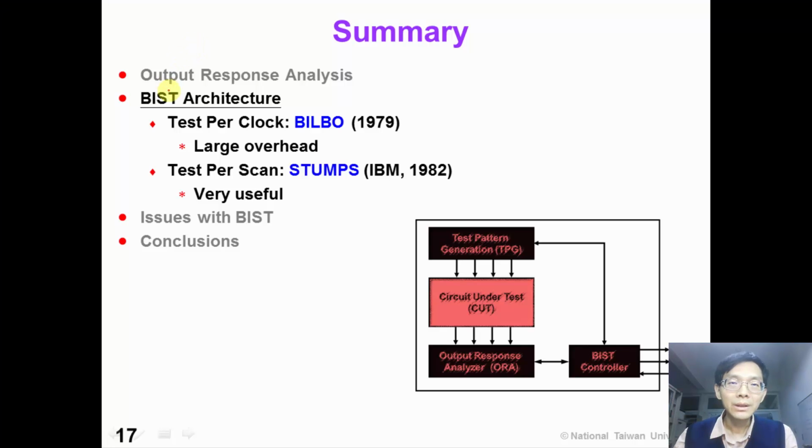In summary, in this video, we introduce two important BIST architectures. The test per clock architecture applies one test for each clock. BILBO is one famous example of test per clock architecture. Unfortunately, it is not very useful in practice due to large area and the performance overhead. The test per scan architecture applies one test for each scan. The STUMPS architecture is one famous example of test per scan architecture. Due to its simplicity, it is still very useful in today's BIST architectures.